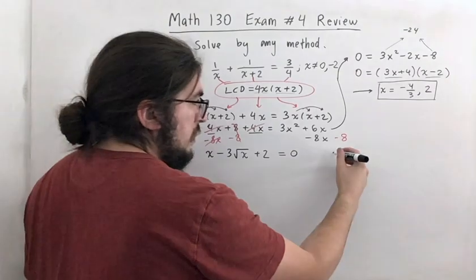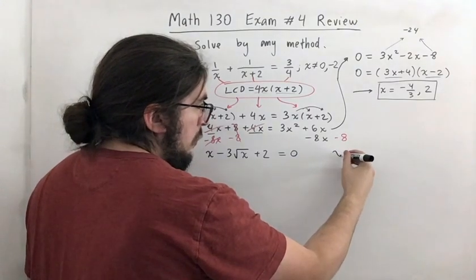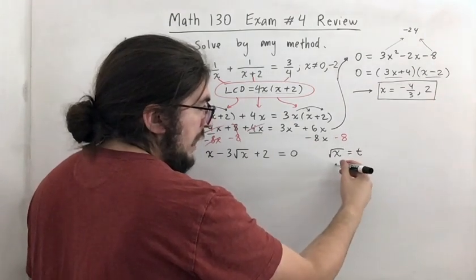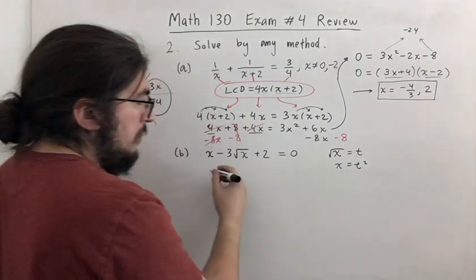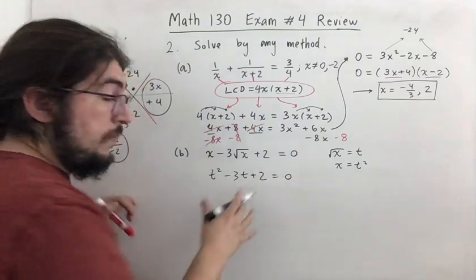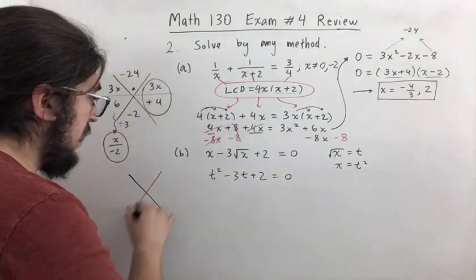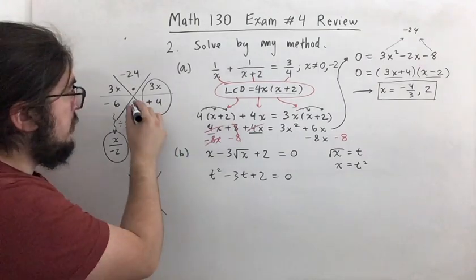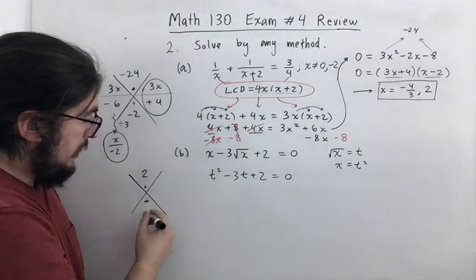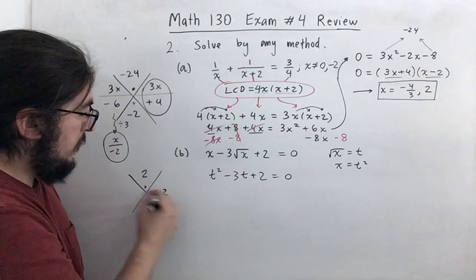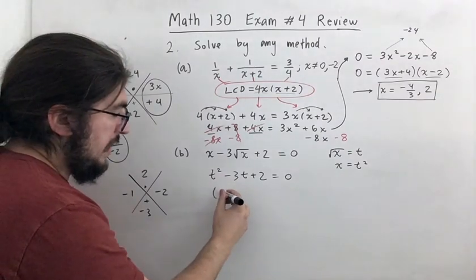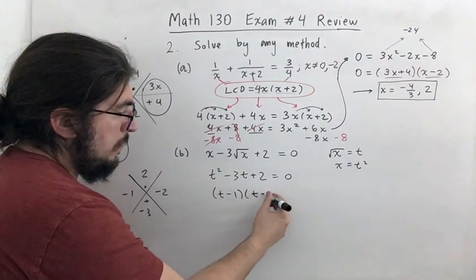I'll call the substitution t. And basically what I want is I want the square root of x to be equal to t. So that way, if you square both sides, you get that x is equal to t squared. So replacing x with t squared and radical x with t, this now turns into a quadratic. And this can actually be factored pretty easily, just using this kind of x method diagram. The two numbers that multiply to positive 2 and add to the middle negative 3 are, of course, negative 2 and negative 1, just like that. And they multiply to this and add to this. Good. So that means this factors as t minus 1 times t minus 2.